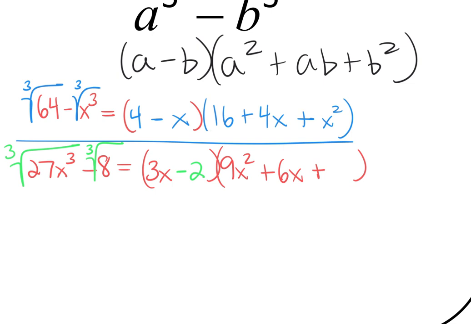Bring the plus sign down. The signs stay the same. B squared is the last thing. Your B is 2. So 2 squared is 4. That's going to be my answer. Okay.